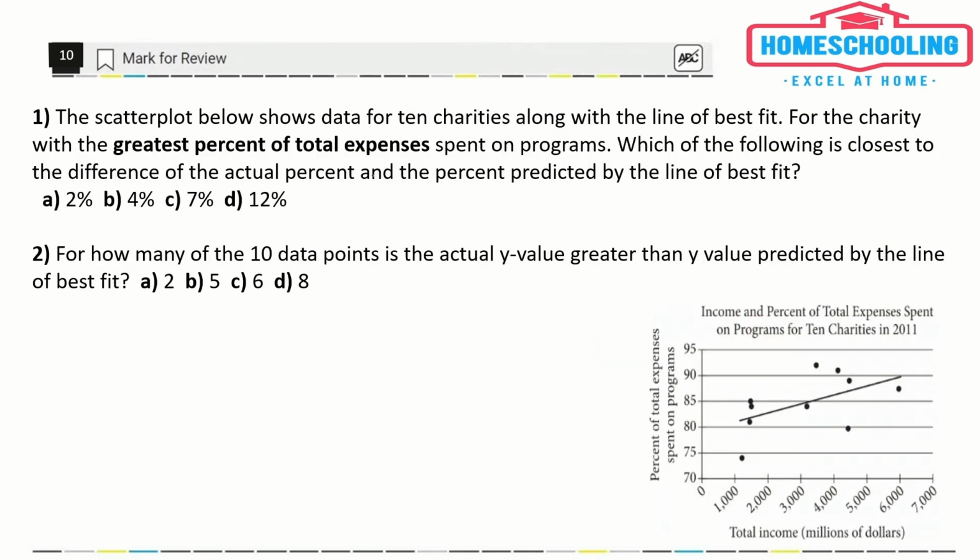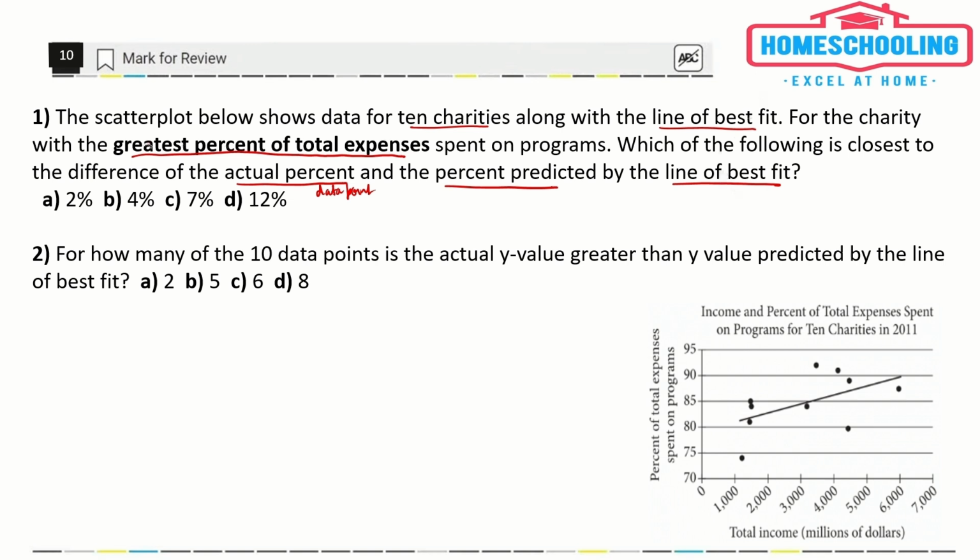Question number 10 says that the scatter plot below shows the data of 10 charities along with the line of best fit. For the charity with the greatest percent of total expenses spent on programs, which of the following is closest to the difference of the actual percentage, that is the data point, and the percentage predicted by the line of best fit?